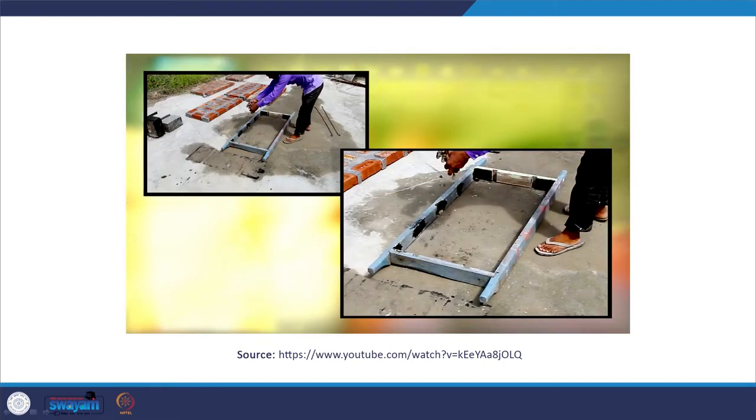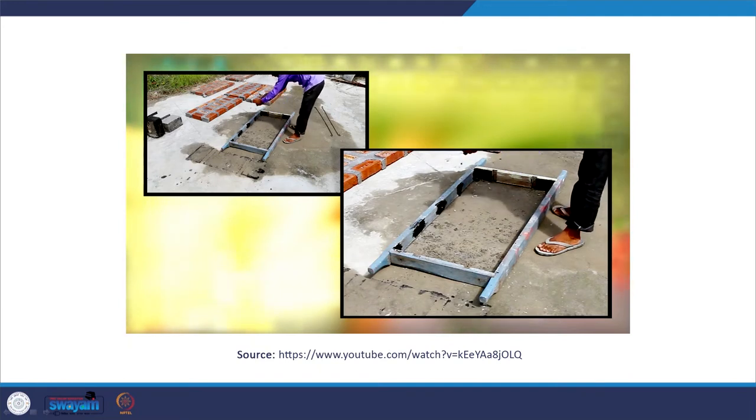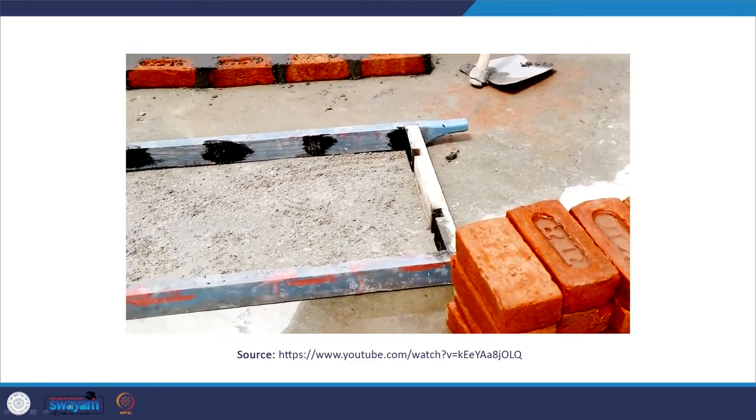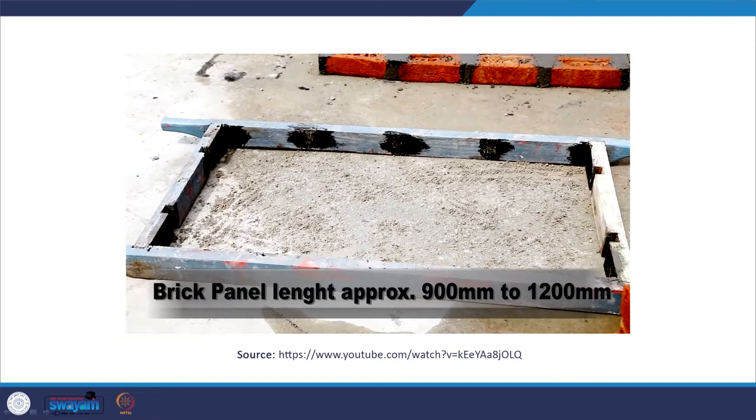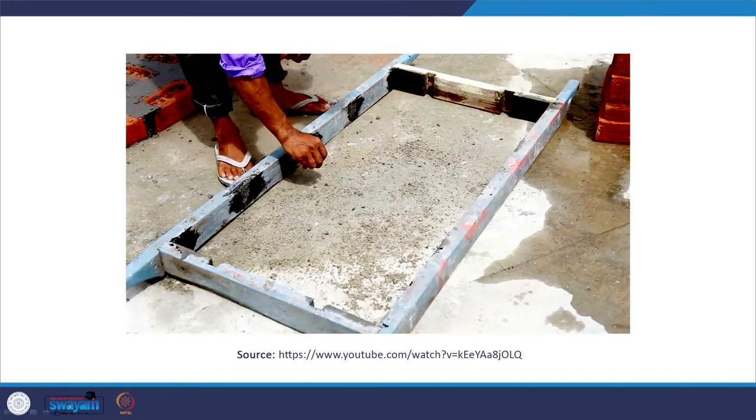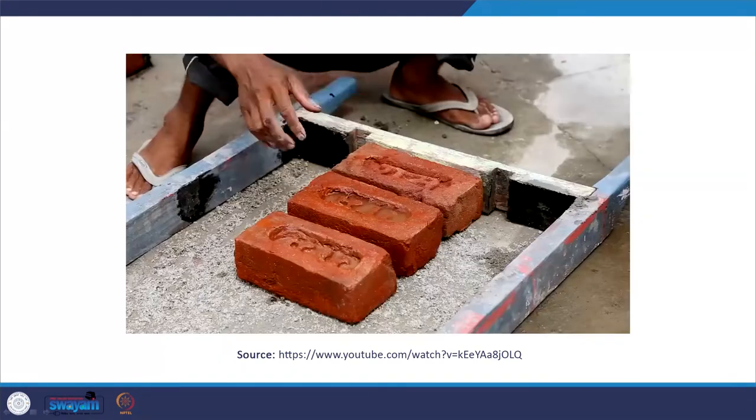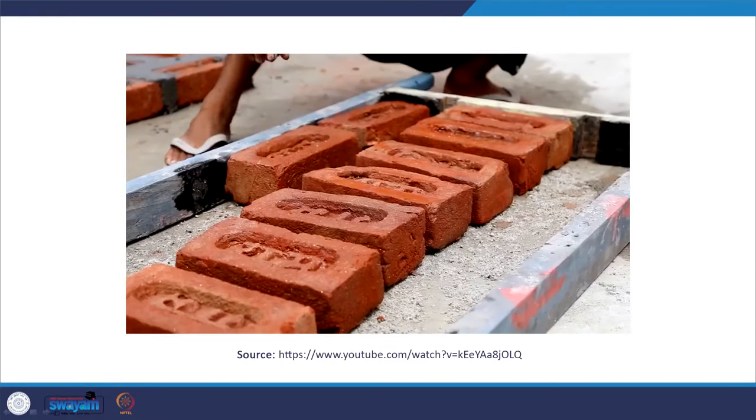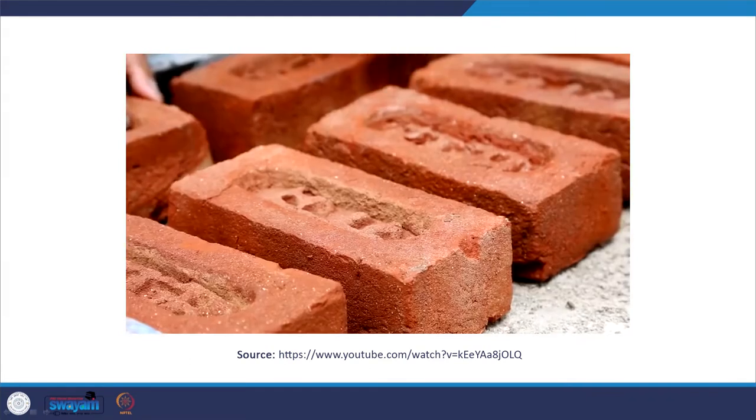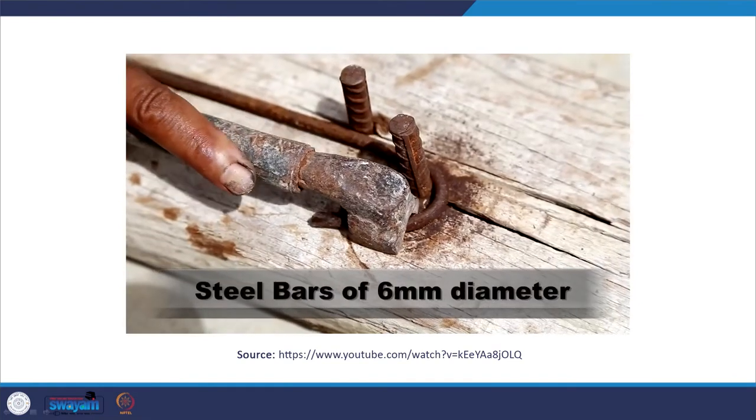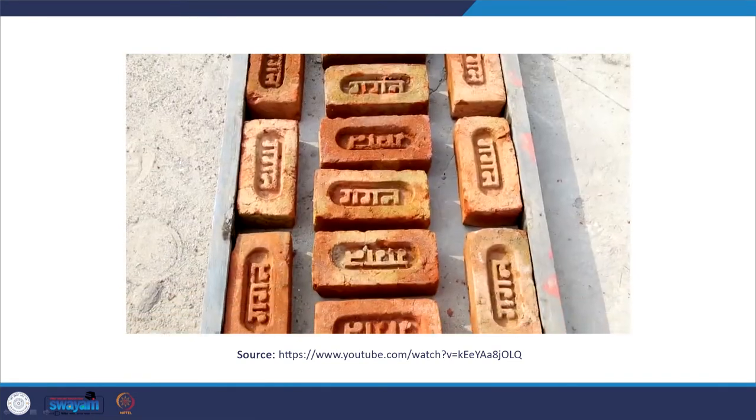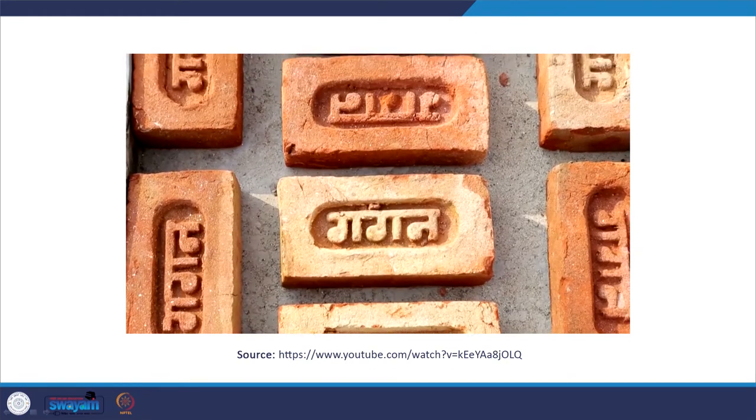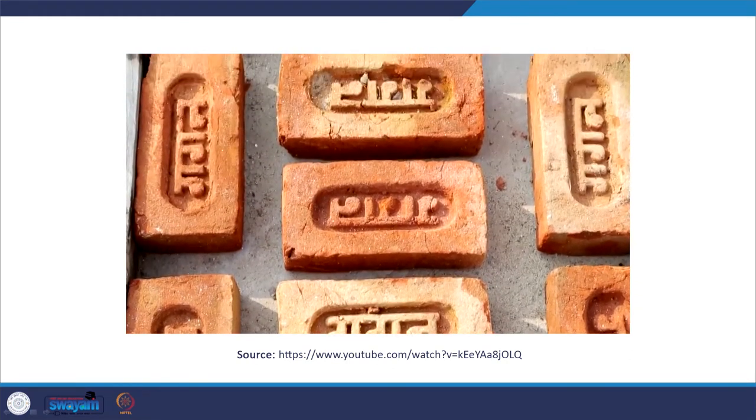First of all, a mold needs to be fabricated in the shape and size of the brick panel, made from seasoned timber of good quality or steel sections. Length of the brick panel varies from 900 millimeters to 1200 millimeters, depending upon the room size. Now comes the next step, casting of the brick panel. These panels are cast on a leveled ground. Prefab brick panels are made up of first-class bricks and reinforced with two steel bars of 6 mm diameter. The gap is left deliberately for placing reinforcement into the brick panels. The width is normally kept at 530 mm.